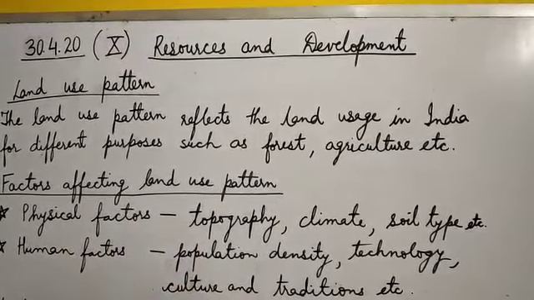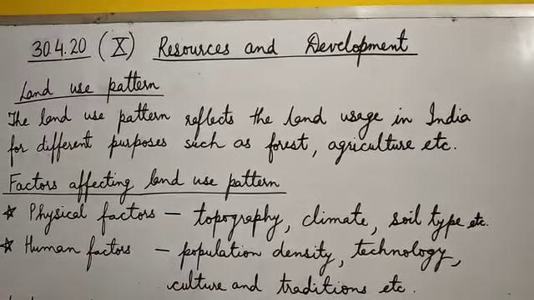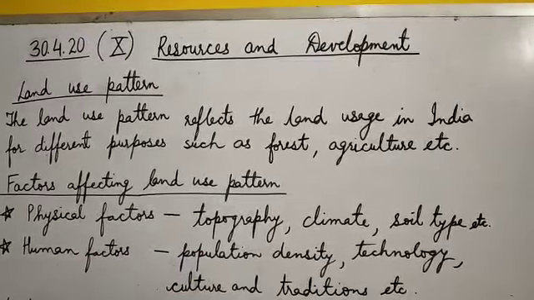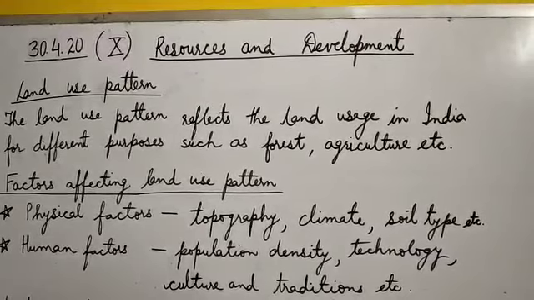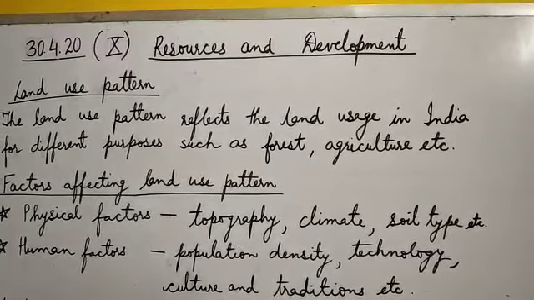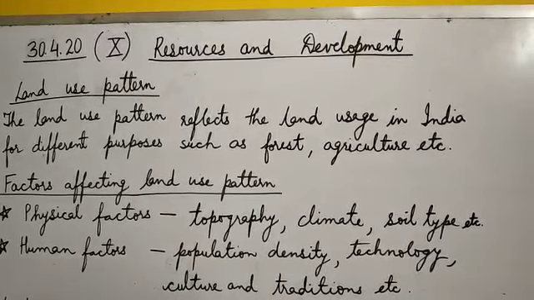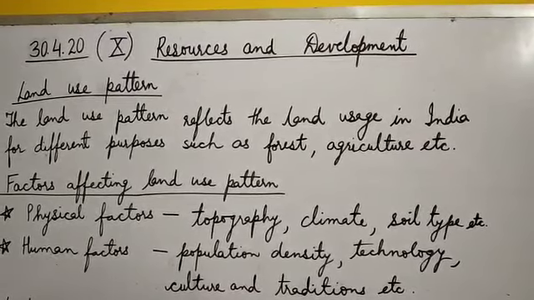Then comes the technology. With improved technology, this land use pattern can be changed. With the available technology, we are able to construct railways and roadways even in the hilly areas. So the land use pattern has changed because of improved technology.